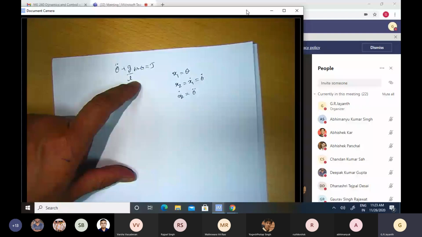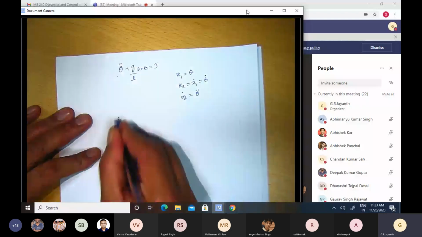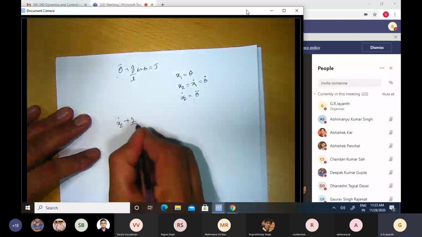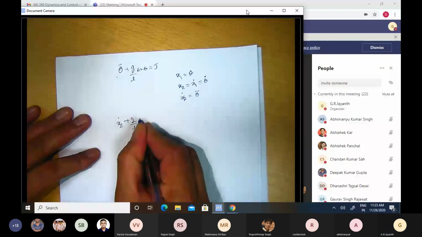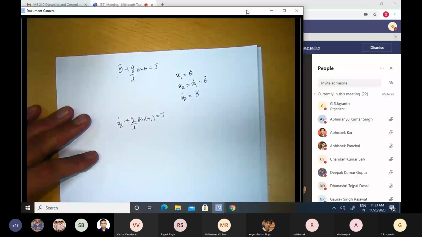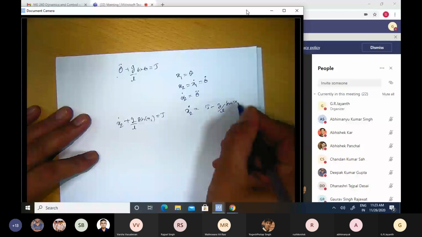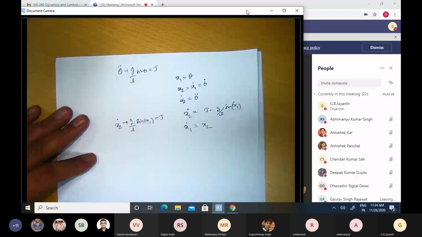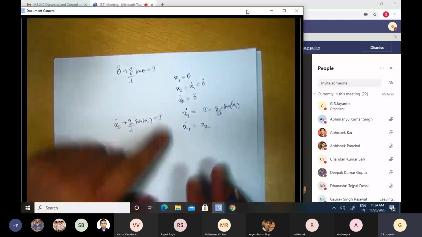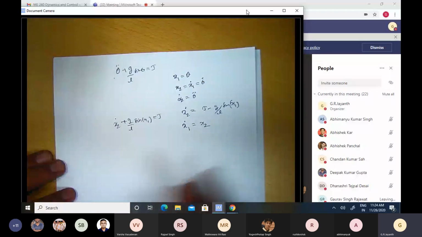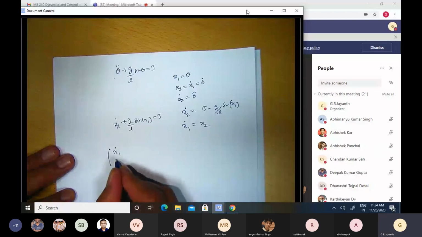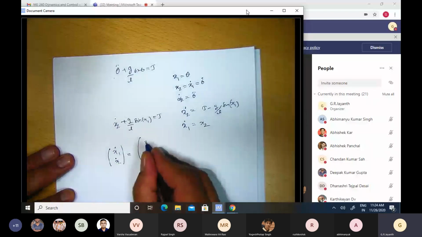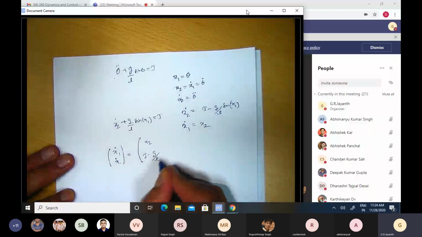What is theta double dot? It is x2 dot, right? And what is sine theta? Sine of x1. So x2 dot is equal to tau minus g by L sine x1. And I also already have that x1 dot is equal to x2. So now I put these two things together and I write x1 dot, x2 dot is equal to x2 and tau minus g by L sine x1.